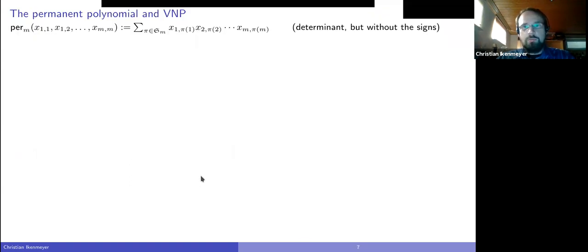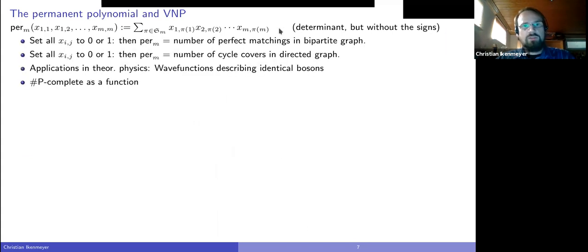And so its counterpart is the hard polynomial. The determinant is easy to compute, and now the permanent is difficult to compute. The permanent is exactly the same polynomial, but without the sign. It's exactly the determinant, but the sign is missing. And now that should be a very hard to compute polynomial. If you set the variables to 0 or 1, then it counts the number of perfect matchings in a bipartite graph, or it counts the number of cycle covers in a directed graph. And it also has applications in theoretical physics. I'm not a physicist, so I will not discuss that.